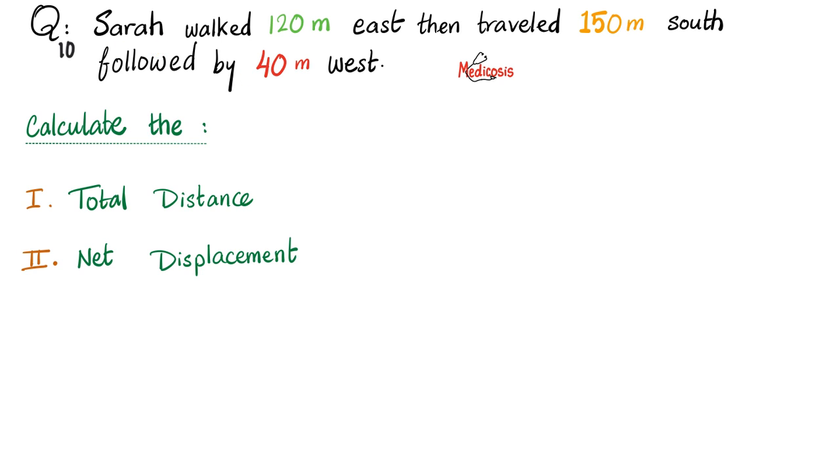How about this? Sarah, finally, not Adam, walked 120 meters east, then traveled 150 meters south, and then 40 meters west. What is the total distance and the net displacement? Please pause.